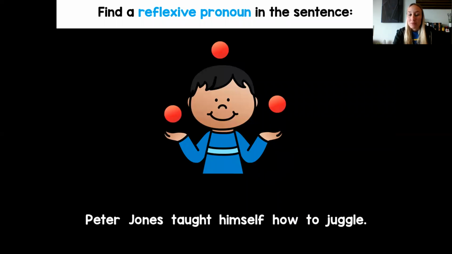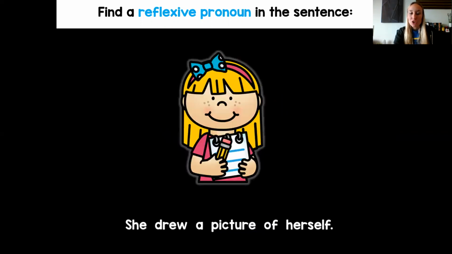Peter Jones taught himself how to juggle. What's the reflexive pronoun in this sentence? Hopefully you said himself. That reflexive pronoun is reflecting back on the subject, Peter Jones. The next one, she drew a picture of herself. What is the reflexive pronoun? She drew a picture of herself. Did you say herself? If you did, great job.